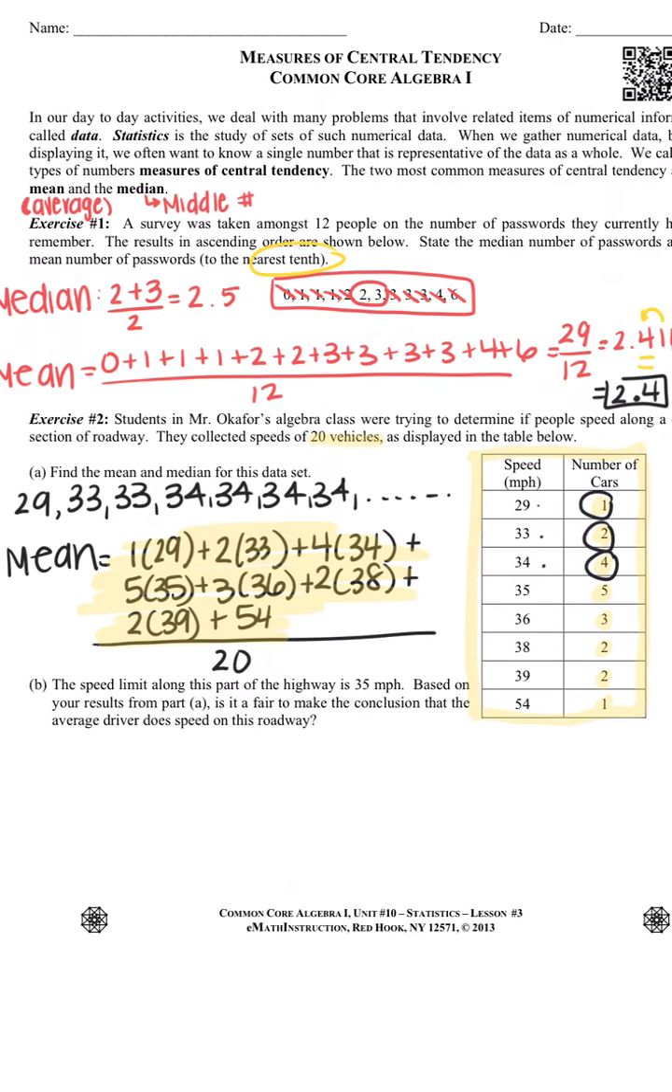You should get, let me use my cheat sheet here, 722 divided by 20. What do you get when you do 722 divided by 20? You should get 36.1 miles per hour. So that's the average, or the mean is 36.1. All right, now I need to find some space to find the median. So the median is the average.